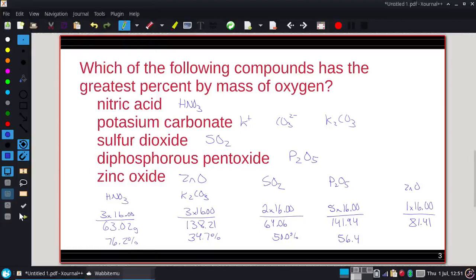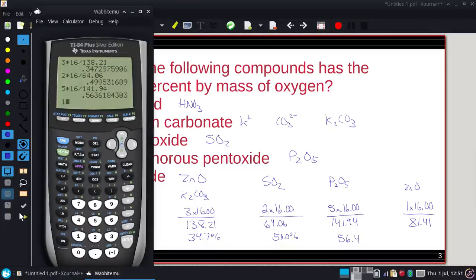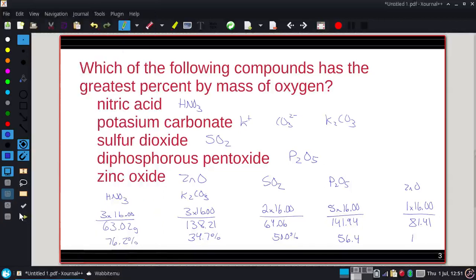And then the last one, which is mostly zinc, that definitely can't be it. 16 divided by 81.41. That's only 19.7. All right, and then we just find the largest one. So HNO3, or nitric acid, is the one with the most oxygen.